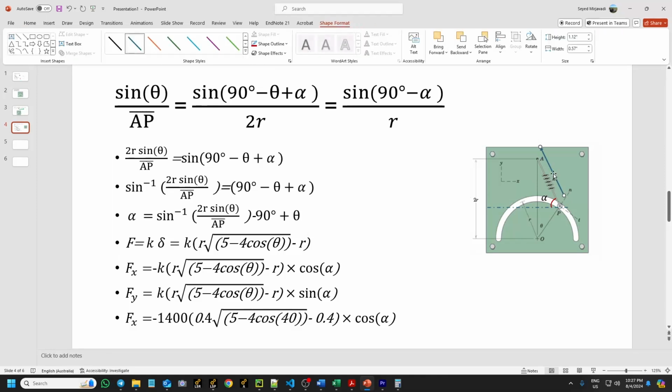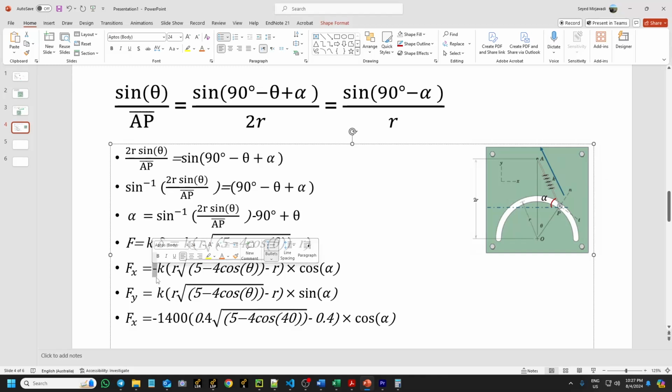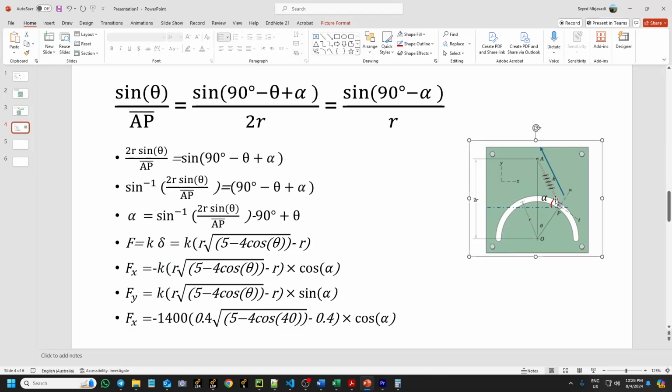So it will be in this direction, not the other way, because when it is extended, this will be stretched and this pin will be pulled. So F is in this direction, Fx will be in the negative direction of x, and Fy is positive. So we will put the sign here correctly, and this is cosine alpha because the angle with respect to the x-axis is alpha.